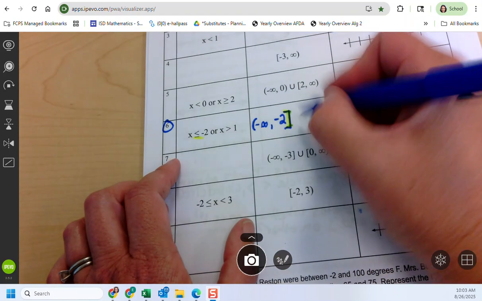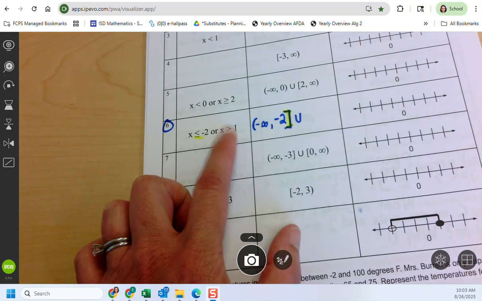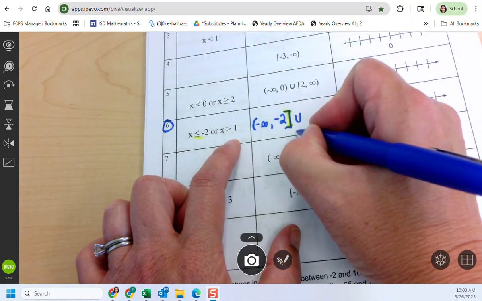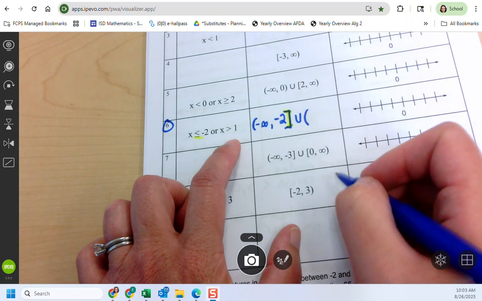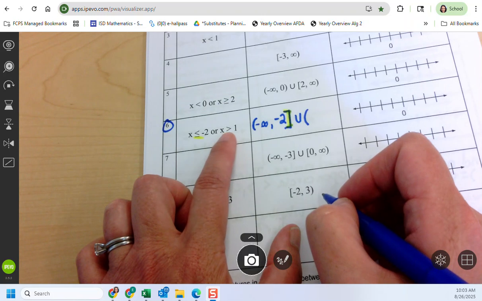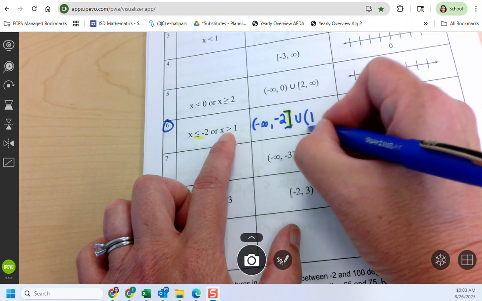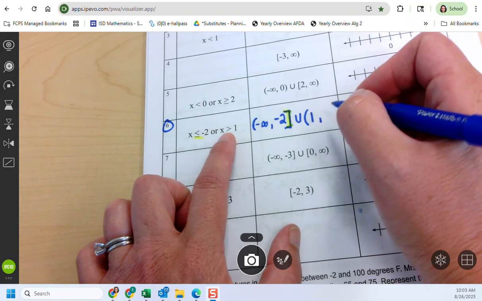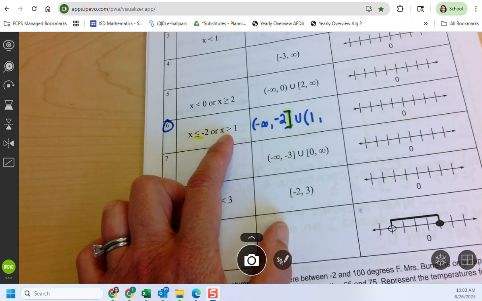And then a U for the second part. Now notice this one doesn't have an equal sign. U just means or. You could write the word or in between if you prefer. x is greater than 1, so it can start right after 1, not including 1. We use a parentheses for that. And greater than 1 can go all the way to what biggest number? Infinity.